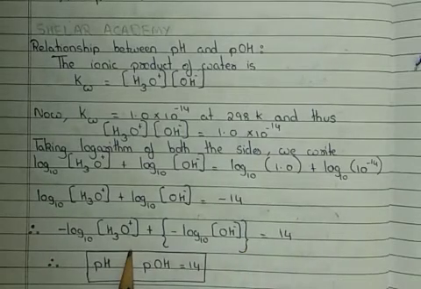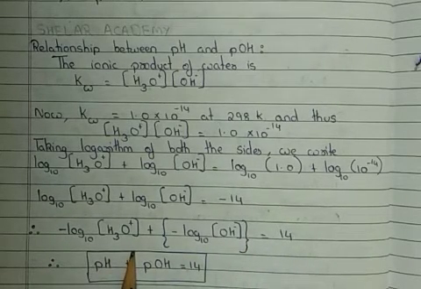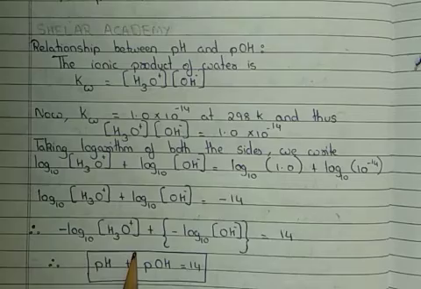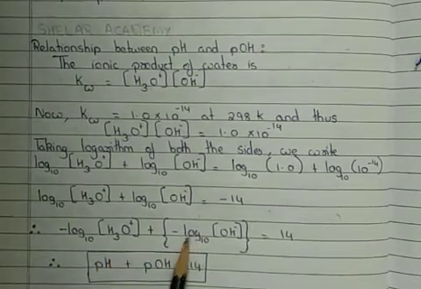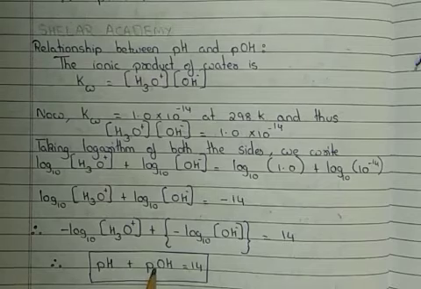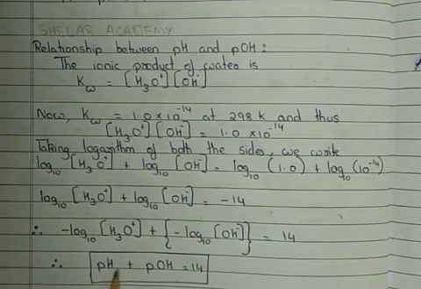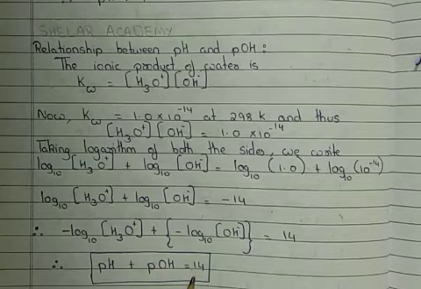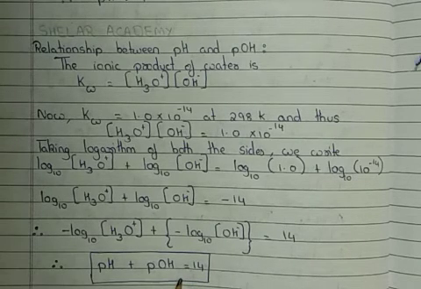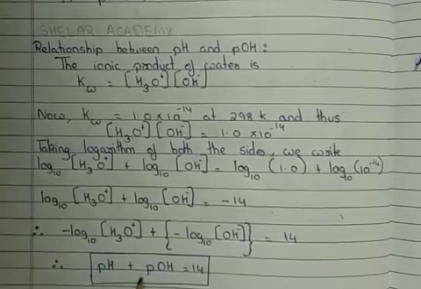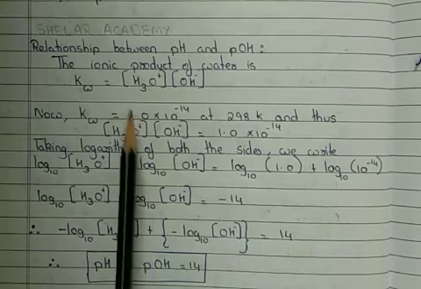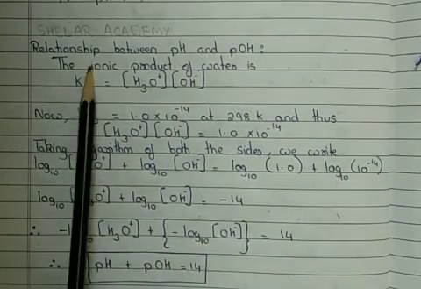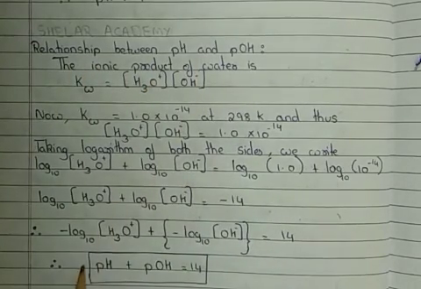To this, if I apply the definition of pH and pOH, this is nothing but the value of pH and this is nothing but the value of pOH. So we come to know that the sum of pH and pOH is always equal to 14, meaning your pH value can never be beyond 14. The sum of the two will always and always be 14. So this is what we have to write when the question comes to determine the relationship between pH and pOH.